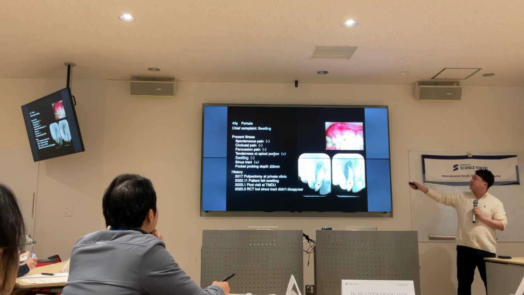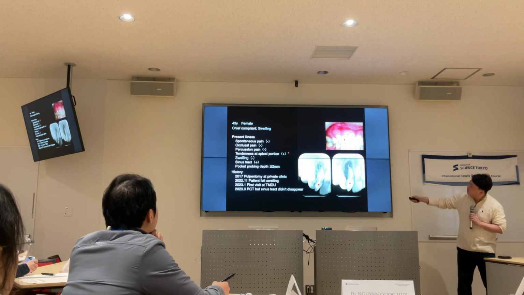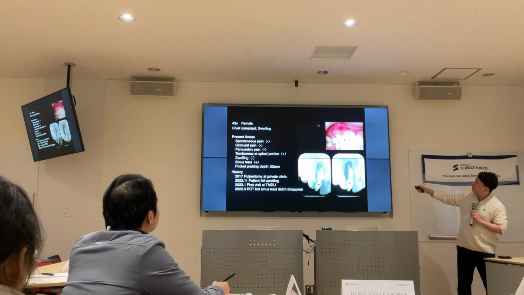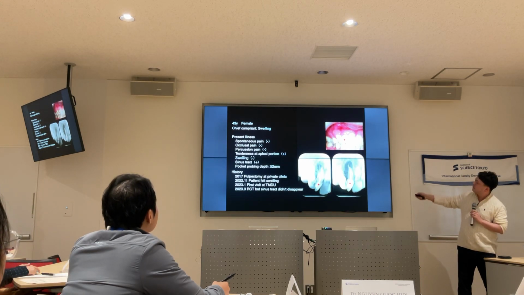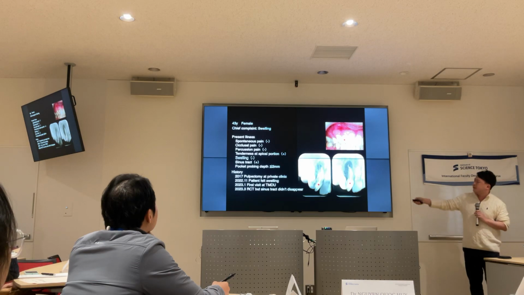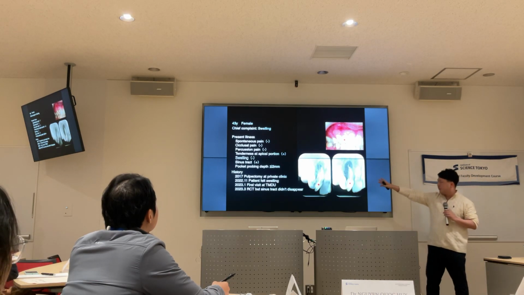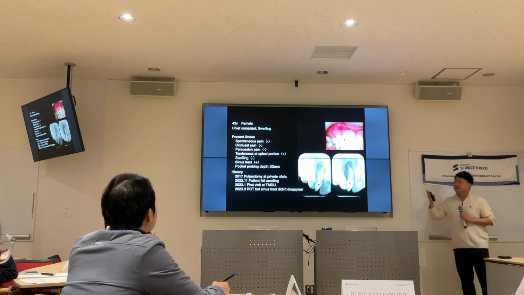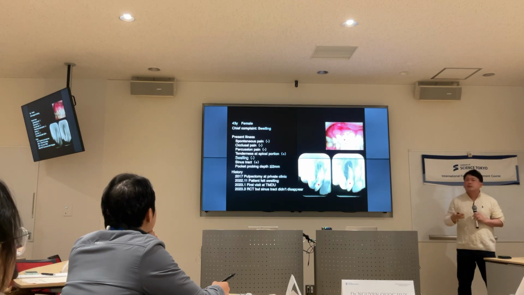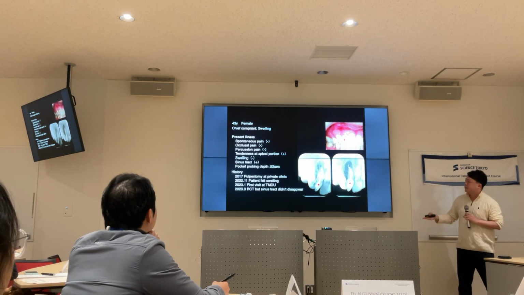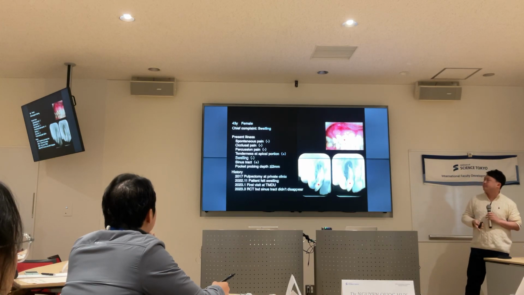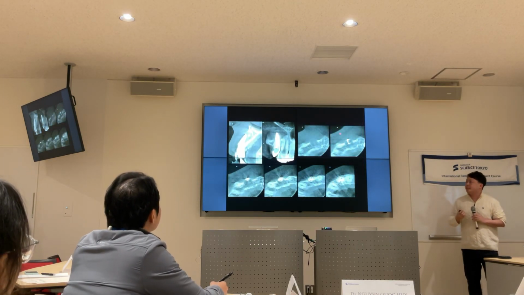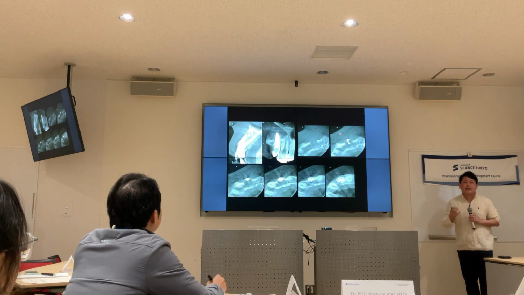And as you can see here, here is a sinus tract. Then from the X-ray picture, here is a periapical radiolucency. I tried non-surgical root canal treatment, but the sinus tract didn't disappear. So I started endodontic microsurgery. This picture is a CBCT image after root canal filling.